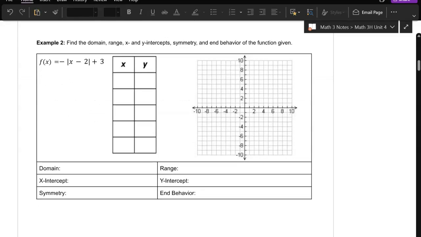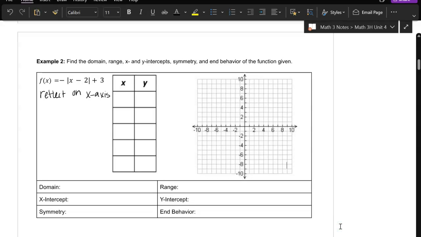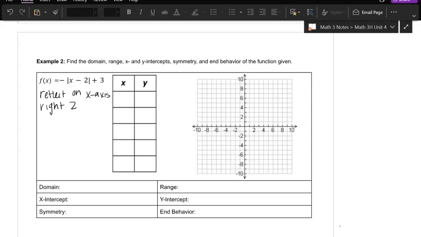Transformations, we have a negative out front, so that's a reflect on x-axis. And then -2, that's going to be a right 2, plus 3 on the outside, up 3. Right 2 up 3. So our new center is at 2, 3.